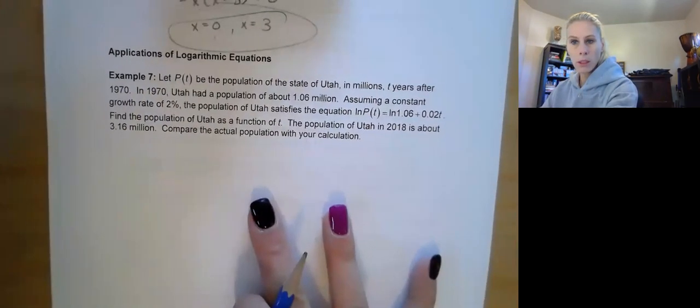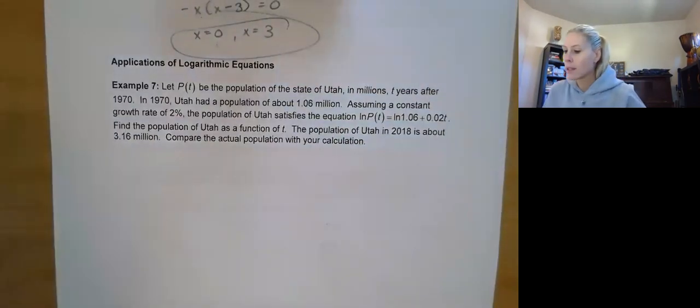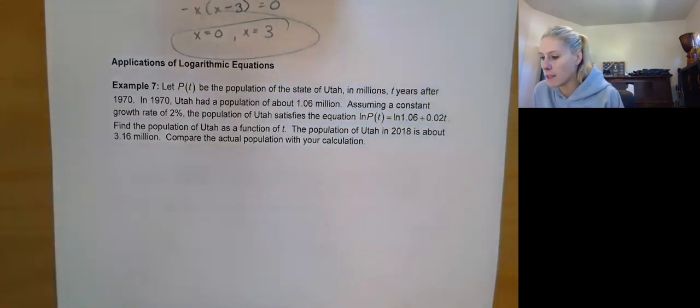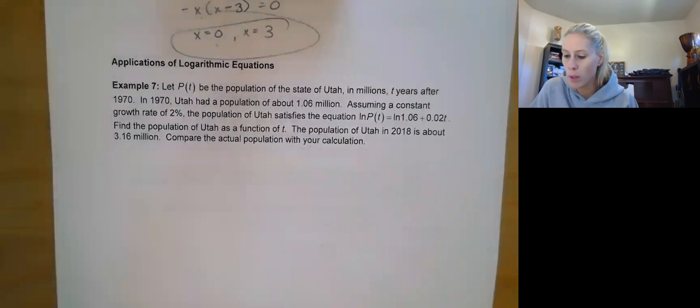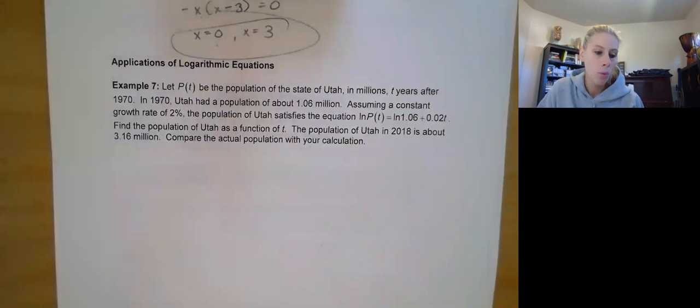All right, one last question and we're done with 4.4. Okay, let P of T be the population of the state of Utah in millions, T years after 1970. In 1970, Utah has a population of about 1.06 million, assuming a constant rate growth of 2%. The population of Utah satisfies the equation in P of T. Find the population of Utah as a function of T. The population of Utah in 2018 is about 3.16 million. Compare the actual population with your calculation.